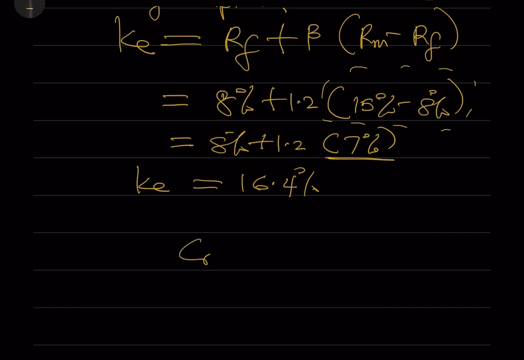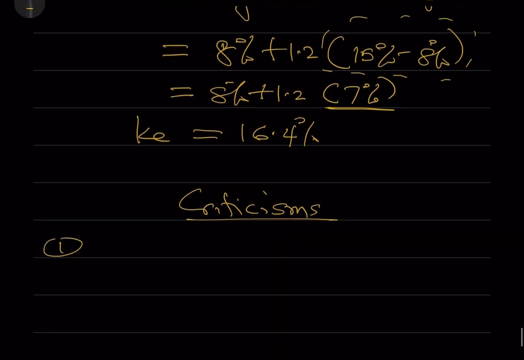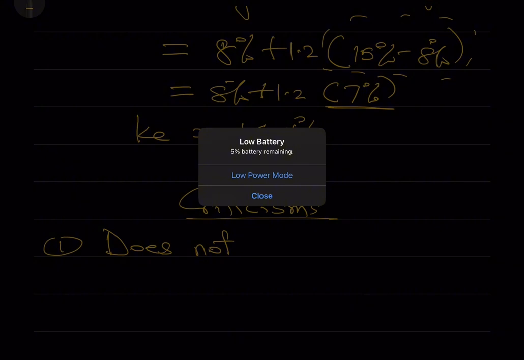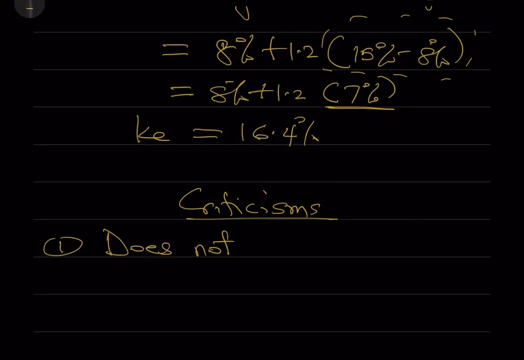So let's look at its criticism. Some people still believe that it has its own shortcomings. The first one is the fact that it does not consider transaction cost. After you have been asked to calculate the CAPM, the typical question will be to criticize the model. So please learn the model and the criticism. So, it does not consider transaction cost.